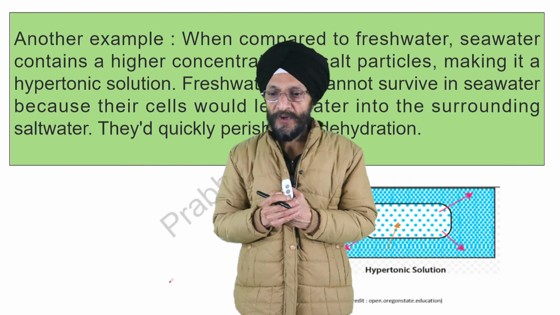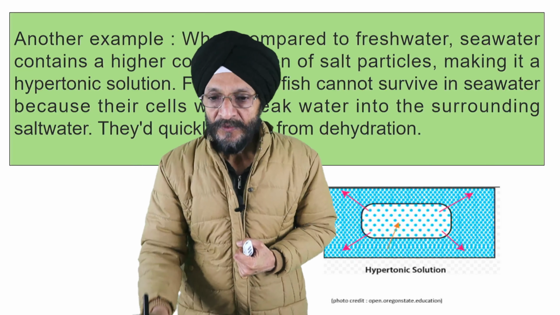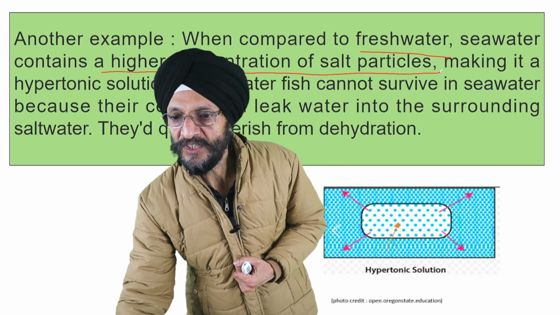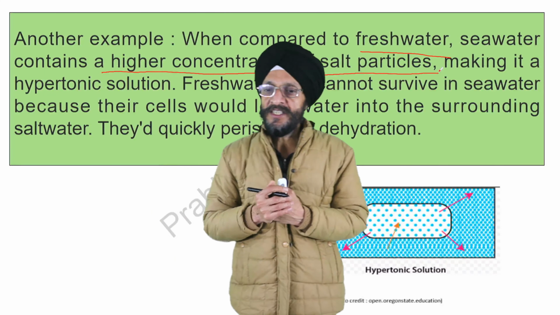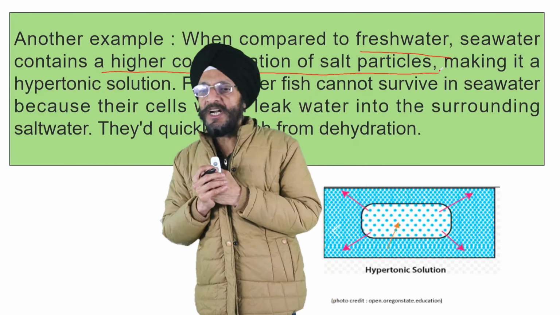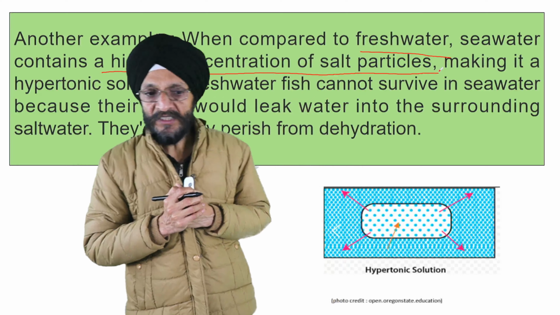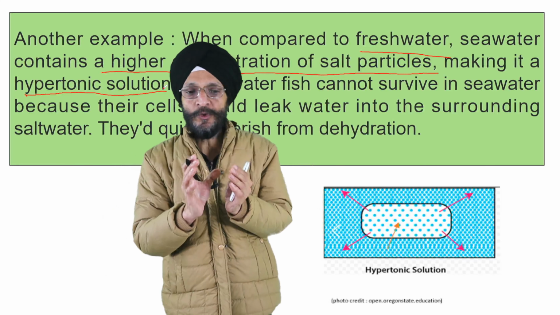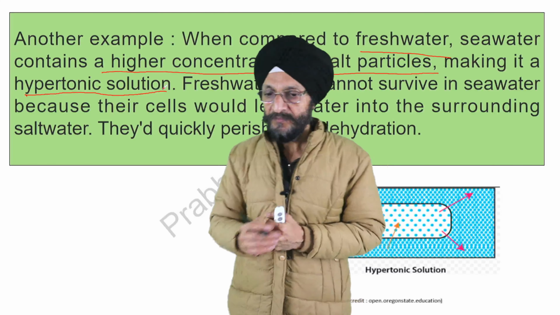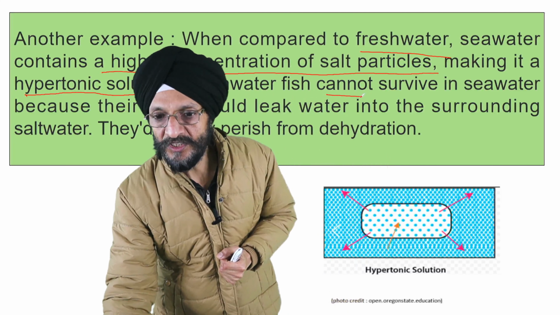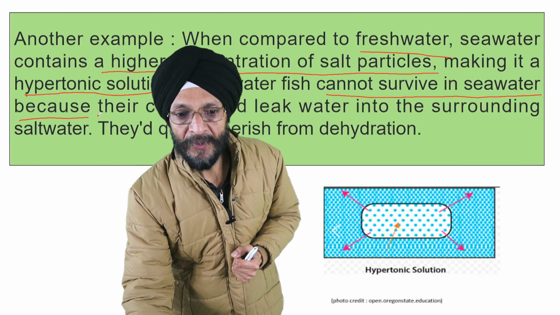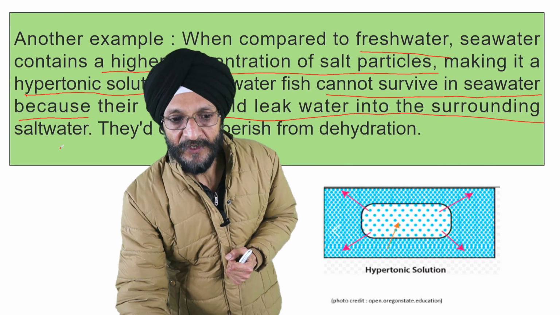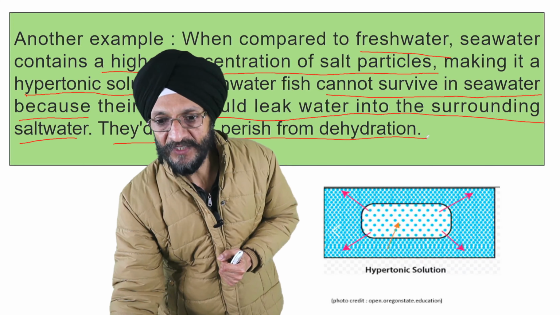Now we take another example of hypertonic solutions. When compared to fresh water, sea water contains a higher concentration of salt particles. All of us know that sea water has much more salt particles. So sea water is a hypertonic solution in which the concentration of solute is on the higher side. Freshwater fish cannot survive in sea water because the cells would leak water into the surrounding salt water and they would quickly perish from dehydration.